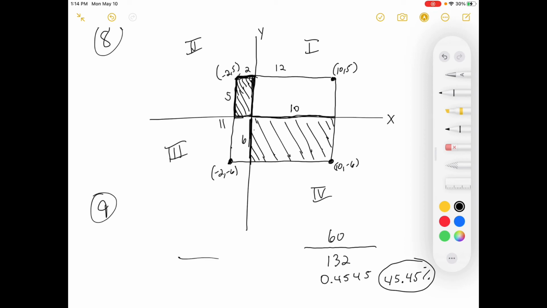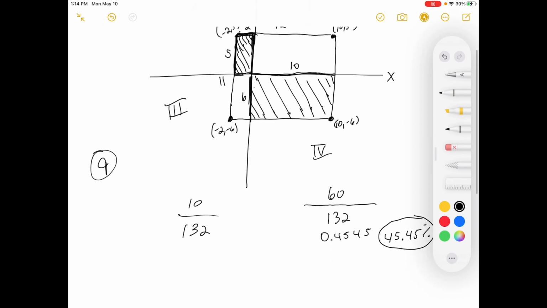And so I'm going to do the same thing. My total is 132 on bottom. But quadrant 2 rectangle is 5 by 2. That's 10. 10 out of 132. That gives me a decimal of 0.0757. And so we're going to move that decimal over twice. That gives me 7.57%.